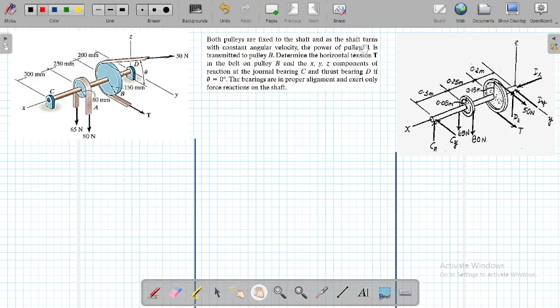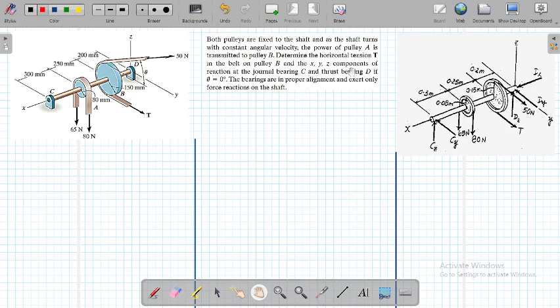The shaft is rotating with a constant angular velocity, and it is rotating because of the power of this pulley A, which is transmitted to pulley B. So the rotation of pulley A is being transmitted to pulley B. This means that this pulley is the driver pulley and this one is being driven by it.